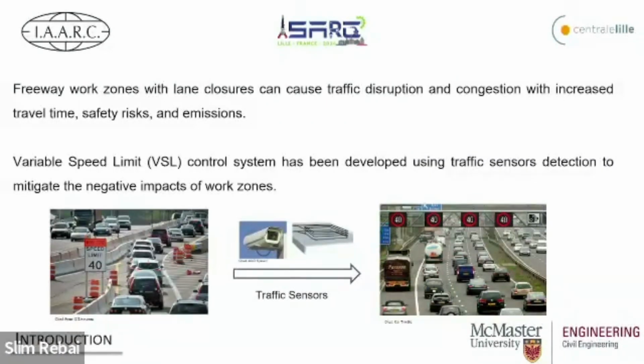As you can see from the figure on the left, we have the static speed limits, and by using the detection from the traffic sensors, we can generate a dynamic speed limit to mitigate the negative impact of work zones.